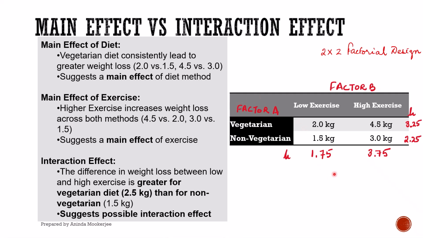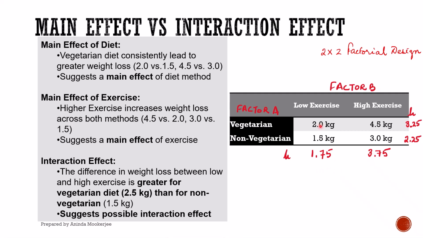So the mean of the low exercise weight loss was 1.75 kilograms. That of the high was 3.75 kilograms. So we see that over here with the high intensity exercise, irrespective of what diet one may be taking, right, the weight loss is much higher than with the low exercise program, correct?